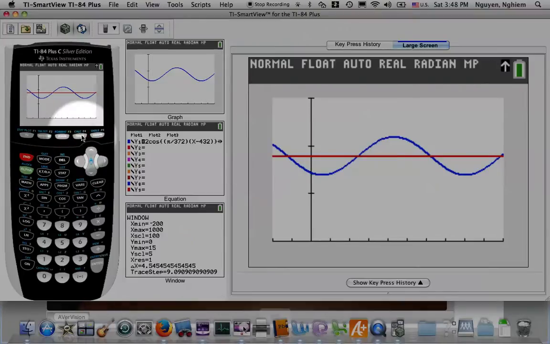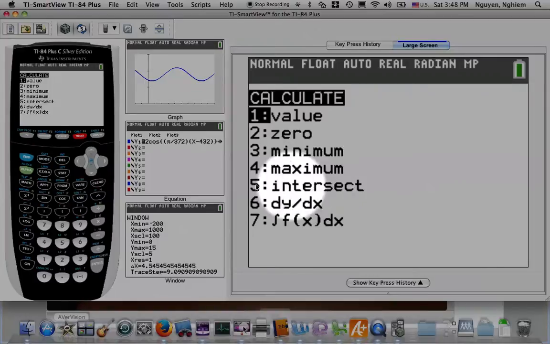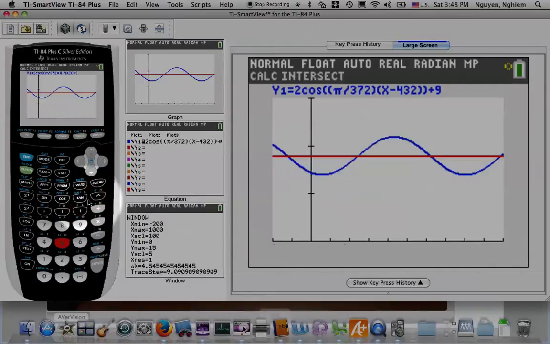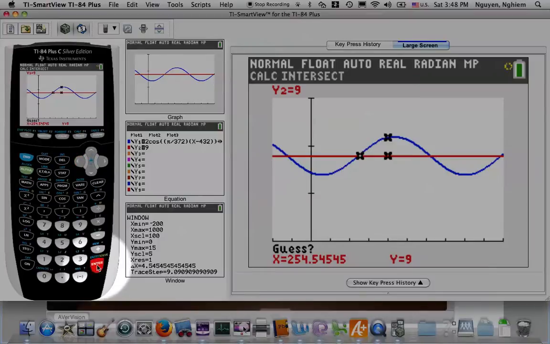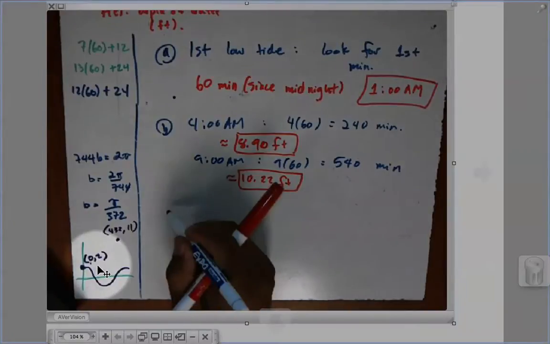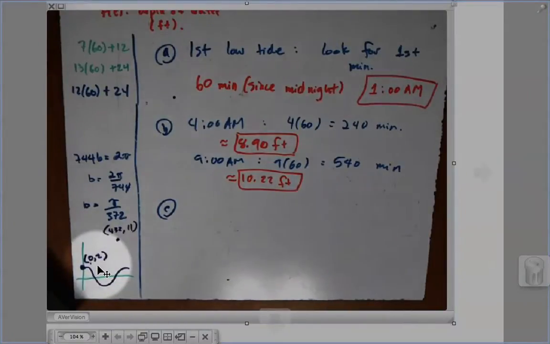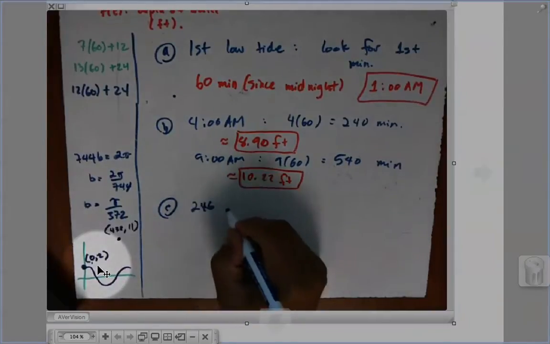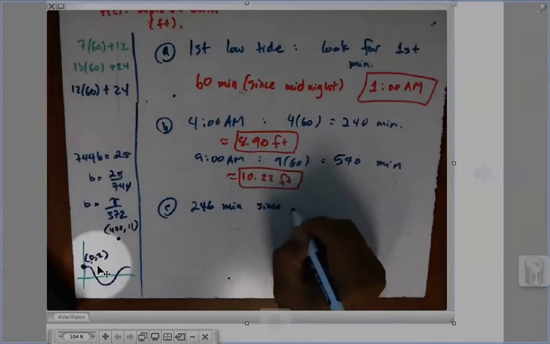So we can find the intersection. Second, calc. Intersection is our fifth item here. First curve, that's good. Second curve, that's good. And we want to move the guess as close to the intersection as we can to get the best approximation from our TI-83 graphing calculator. Hit enter. And it's about 246 minutes since midnight. So part C, this is 246 minutes since midnight.